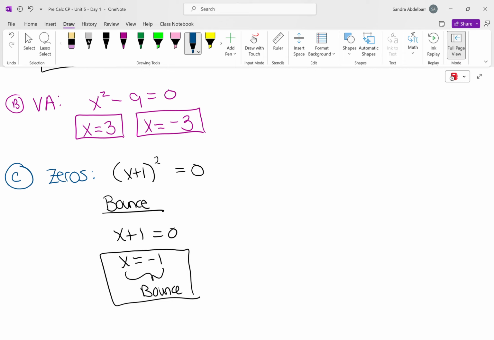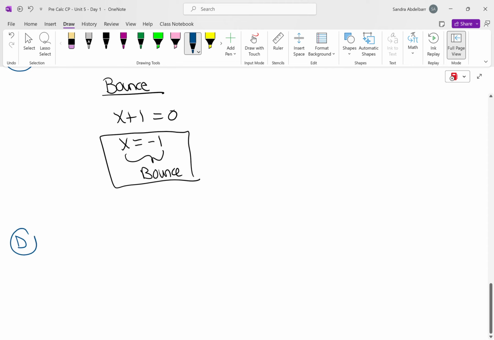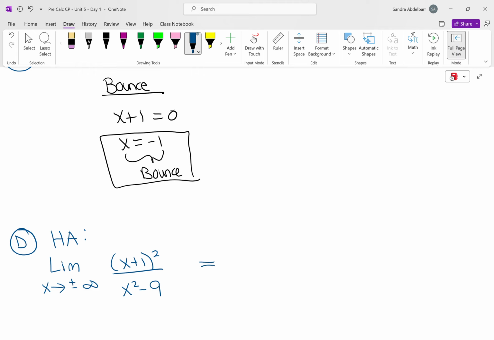What's the next thing we look for? Horizontal. So remember, we're going to take the limit as x approaches plus or minus infinity of our whole function, which is the quantity of x plus 1 squared over x squared minus 9. Now remember, when we take the limit to plus or minus infinity, we take the most influential term on top over the most influential term on the bottom.